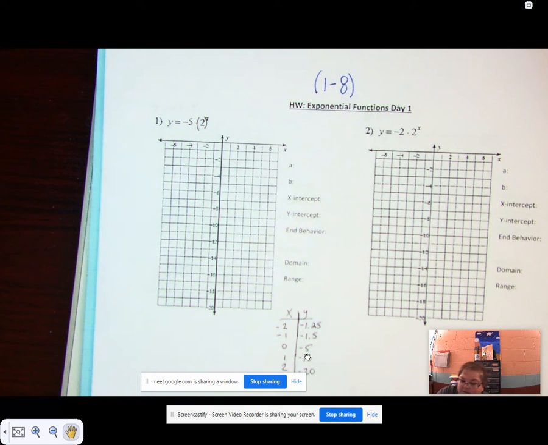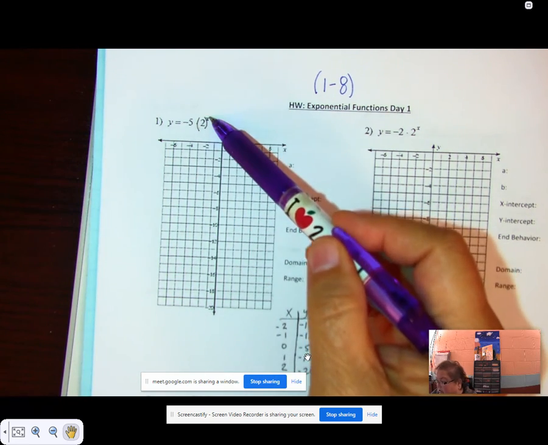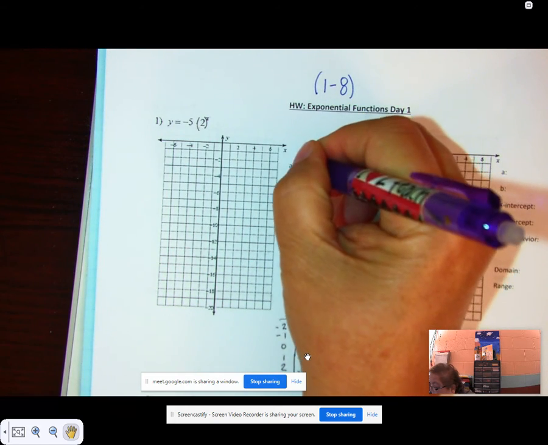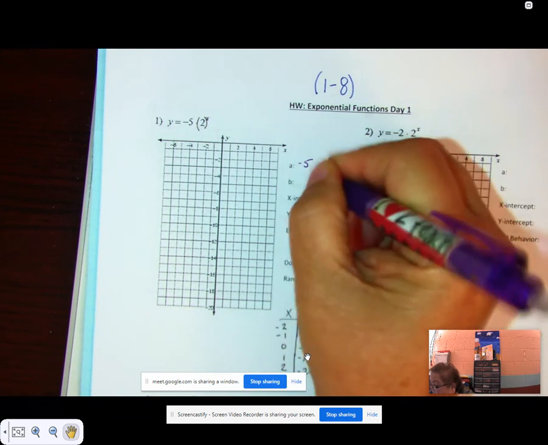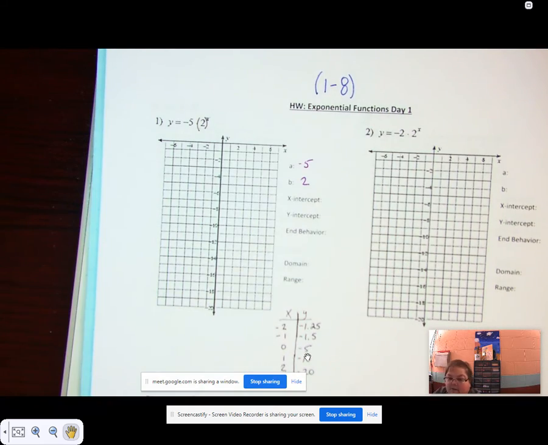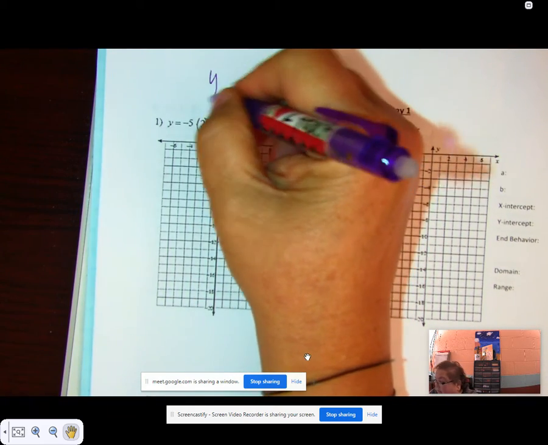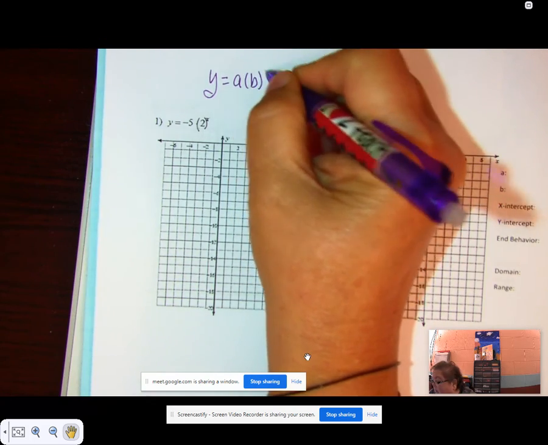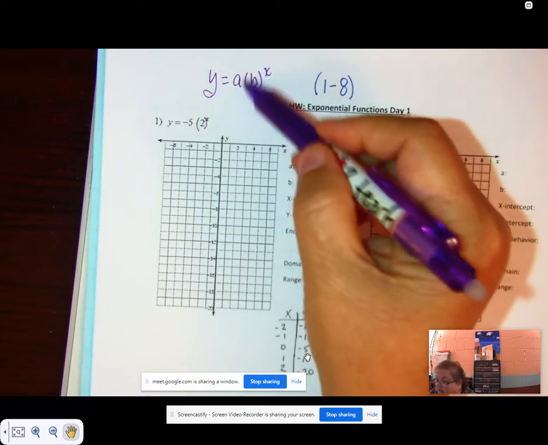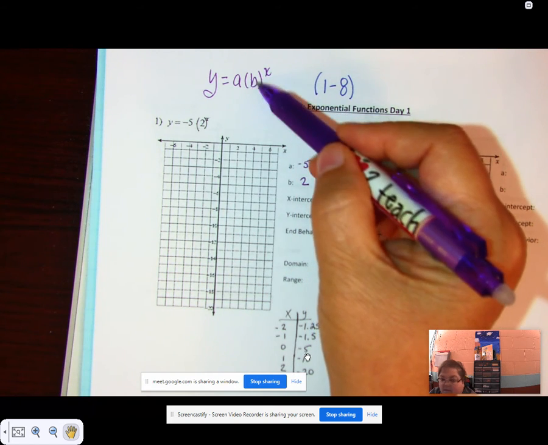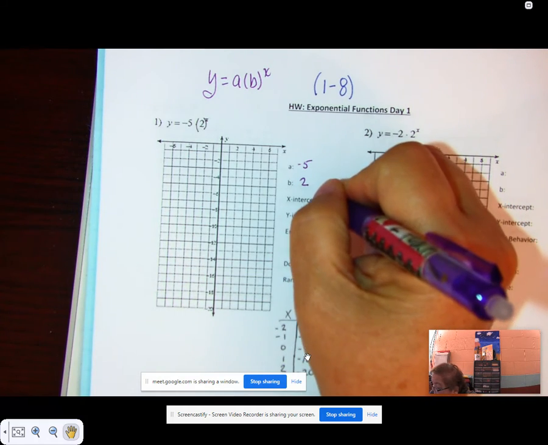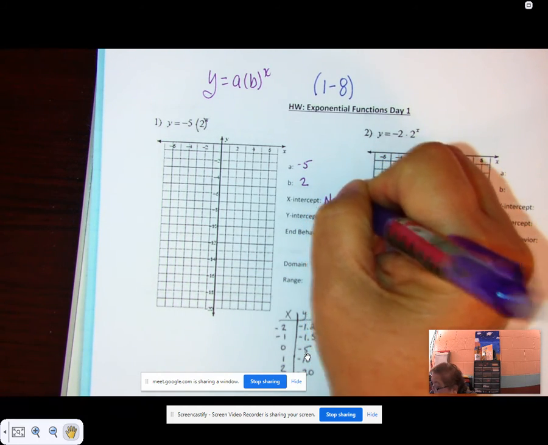So now, let's look and see what information I can gather just from the function and this table. First of all, I know that A is -5. I know that B is 2 because with exponential functions, our equation is y equals A times B raised to the x power. So A is what's on the outside of the parentheses, B is on the inside. So I've got those two. And because it's exponential, I know that the x-intercept is none.